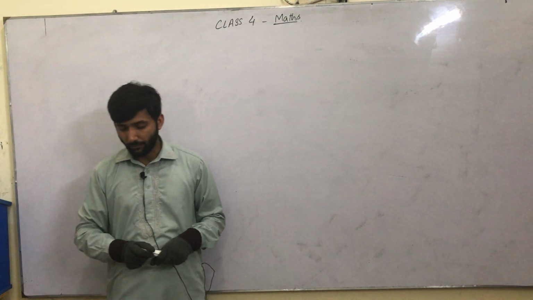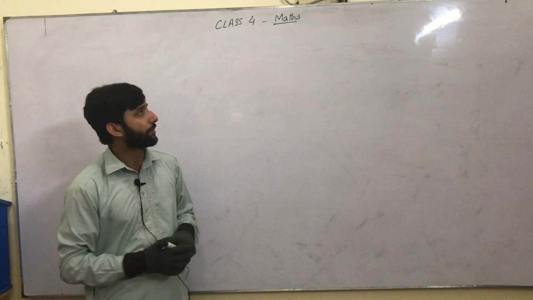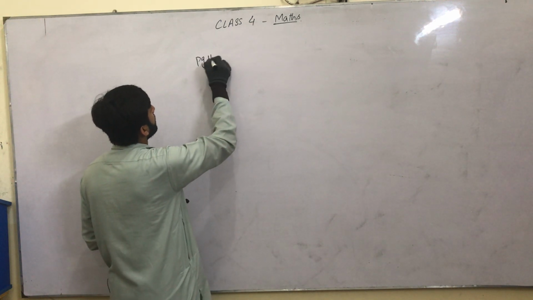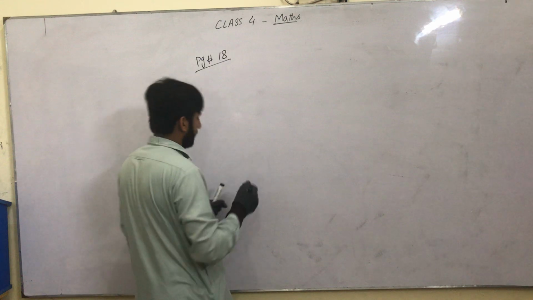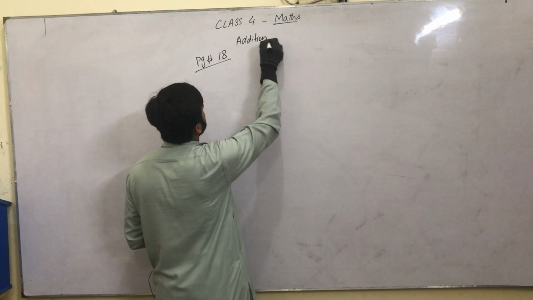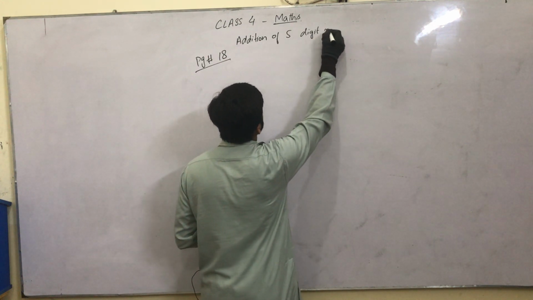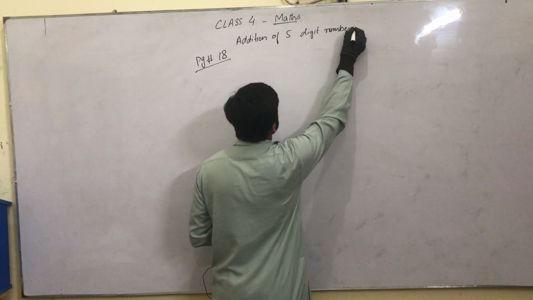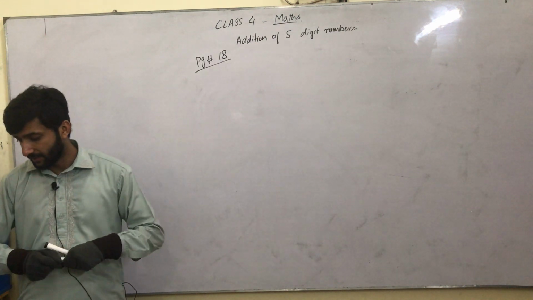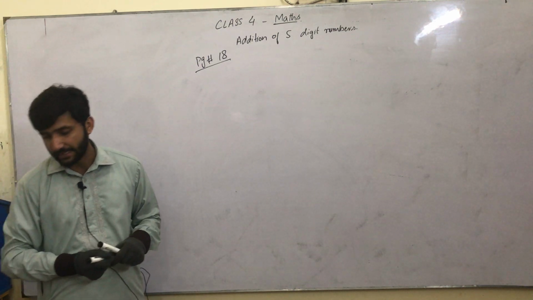Dear students, today our topic is how to add 5-digit numbers. This topic is on page number 18. Addition of 5-digit numbers. The question is that for each of these, estimate the answer, then work it out. When you have worked out the answer, check it against your estimate.